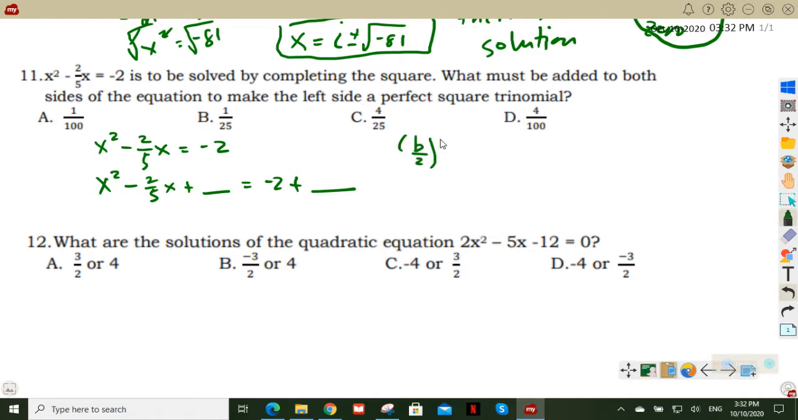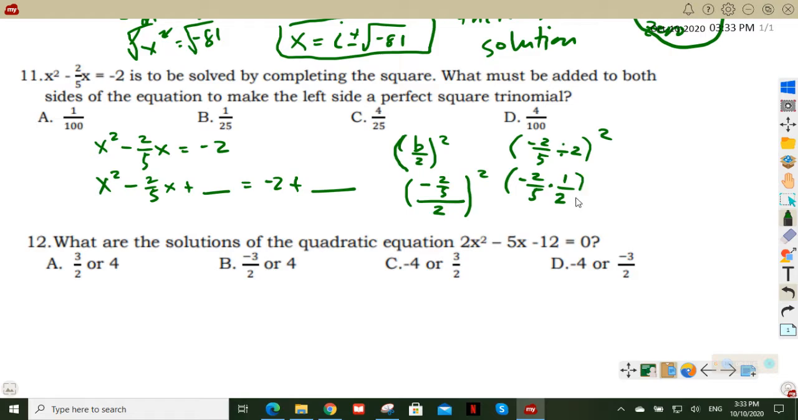over 2 squared. Okay, so now your b is negative 2/5. This is all over 2 squared. Okay, so let's divide negative 2/5 by 2. Let's have the horizontal method so that it will be clear. So negative 2 over 5 divided by 2, that's squared. So you have negative 2 over 5. Reciprocate. You have 1 over 2 squared.